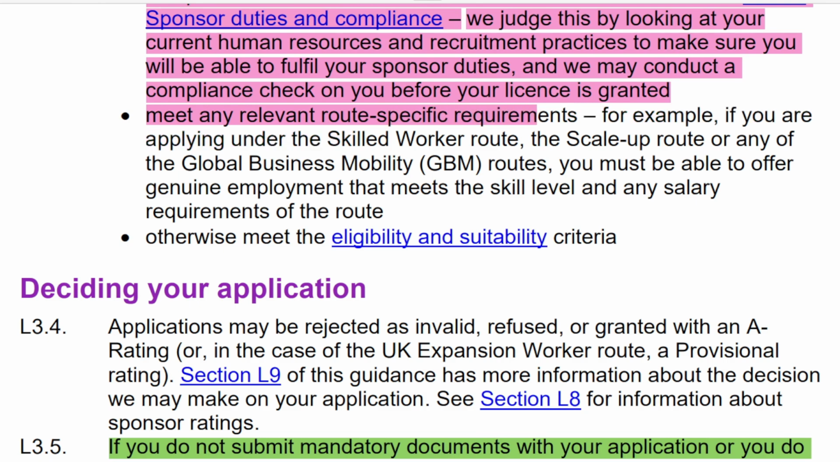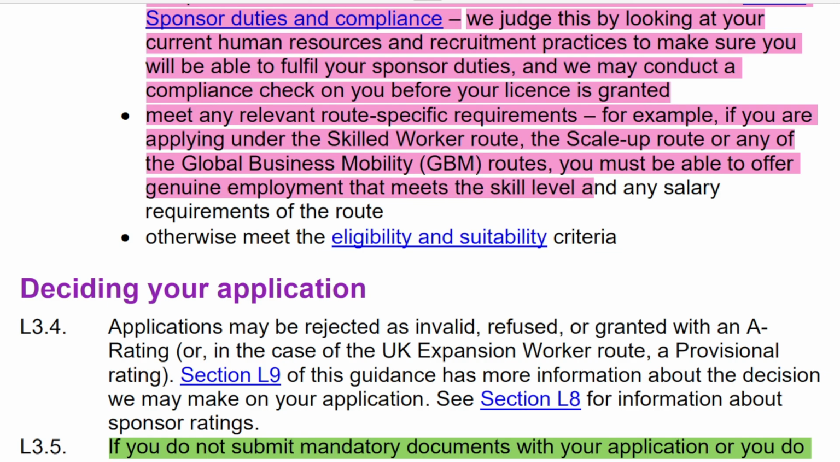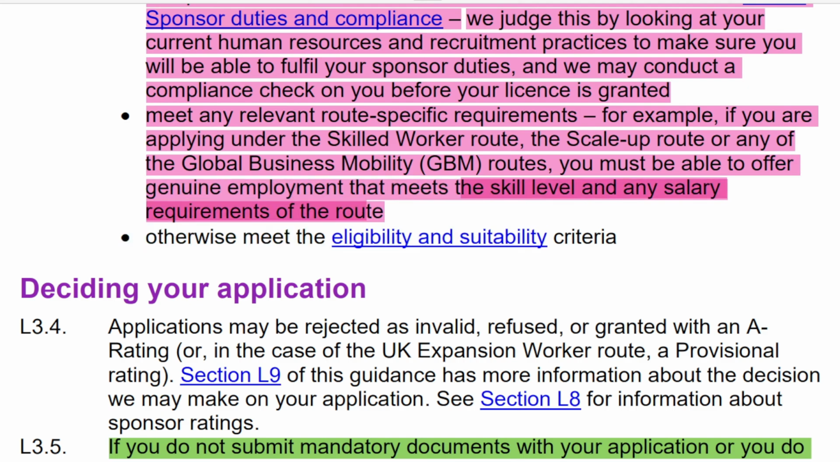Meet any relevant specific route requirement. For example, if you are applying under the skilled worker route, the scale-up route, or any global mobility program route, you must be able to offer genuine employment that meets the skill level and any salary requirement rules of the route. So, for example, you are applying for a chef. You have a restaurant and you are applying for a visa for the chef. In that case, you need to show that the person who is coming to the UK has the skill level and the experience, and that you are paying them the salary which is required by the rule.